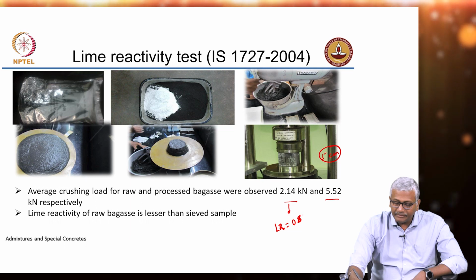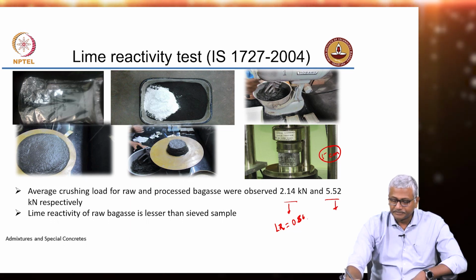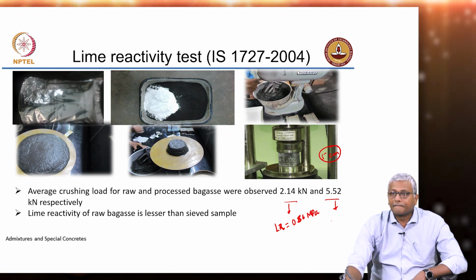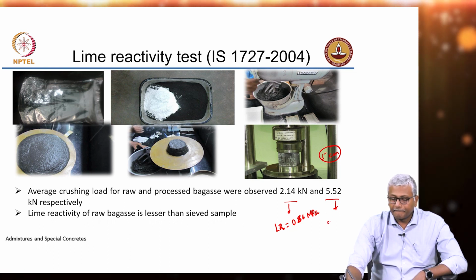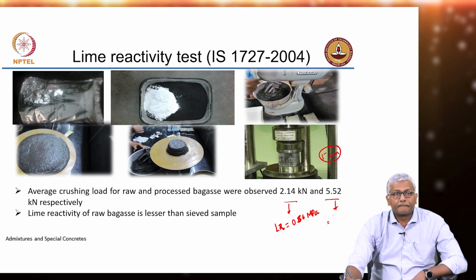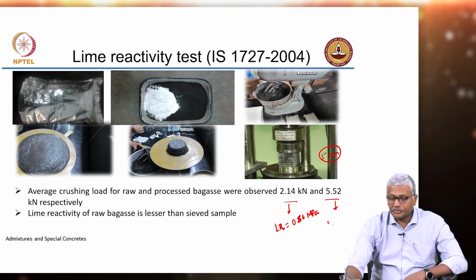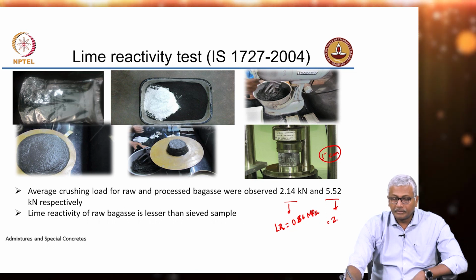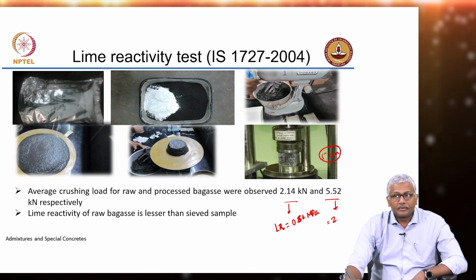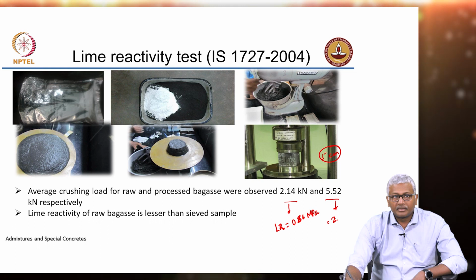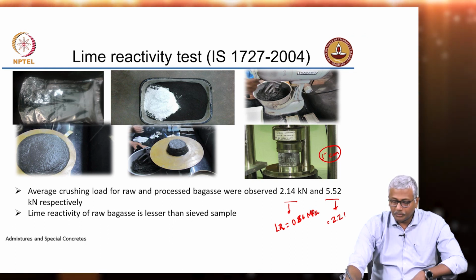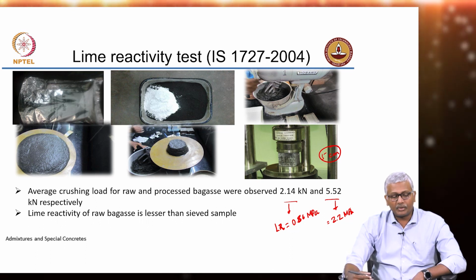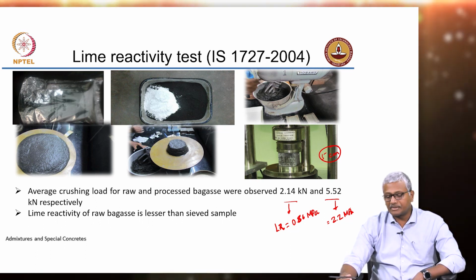So, 0.86, and what about this one? Approximately 2.5 times that, 2.2 MPa, right. So, just by processing you are able to extend the lime reactivity from 0.86 to 2.2.